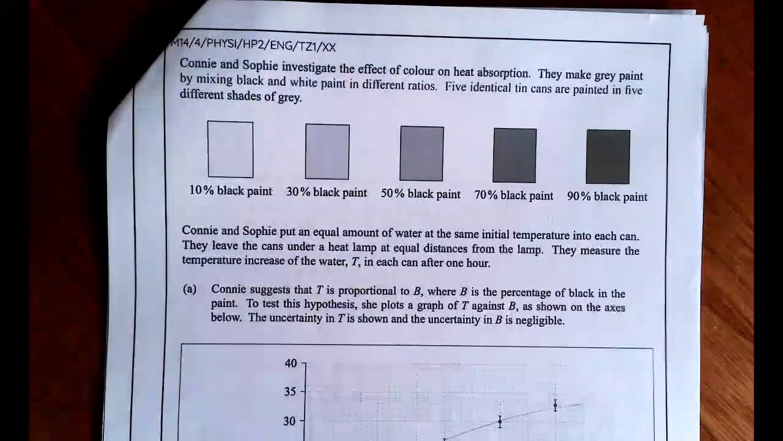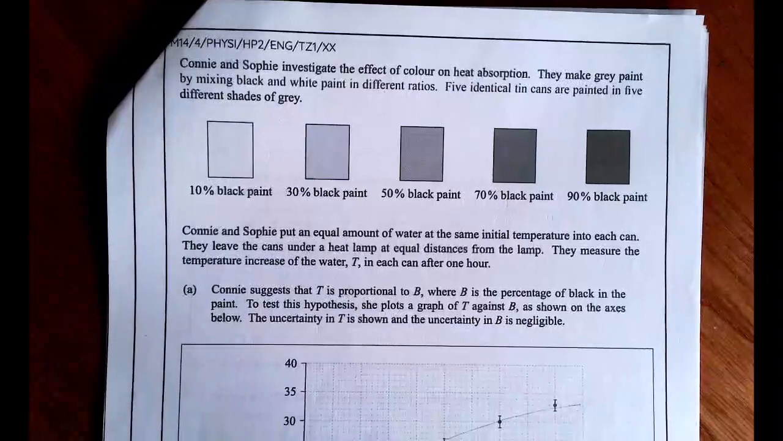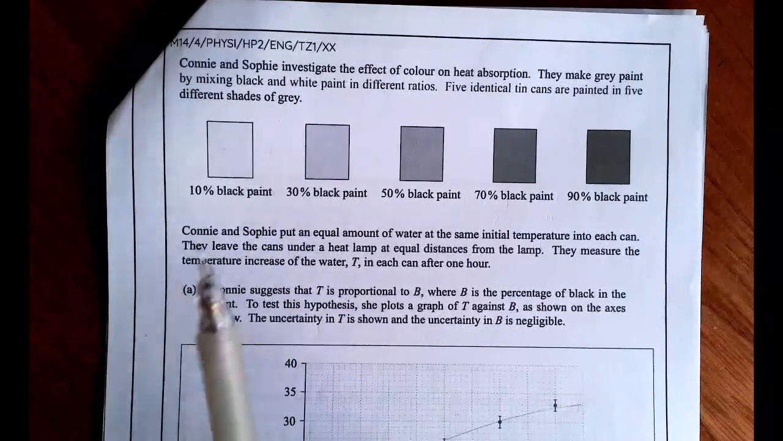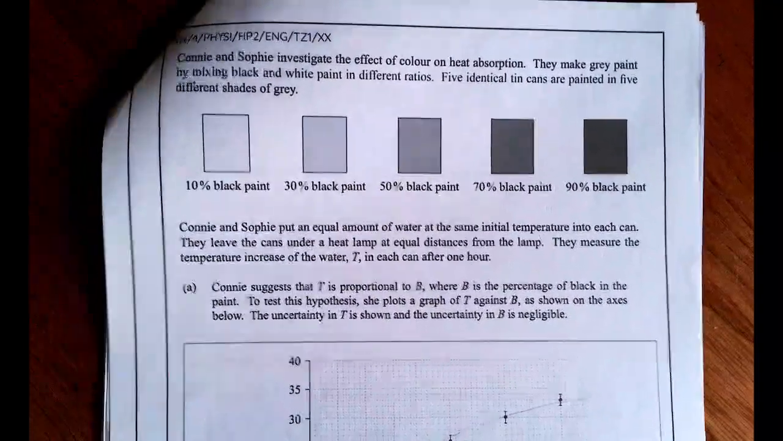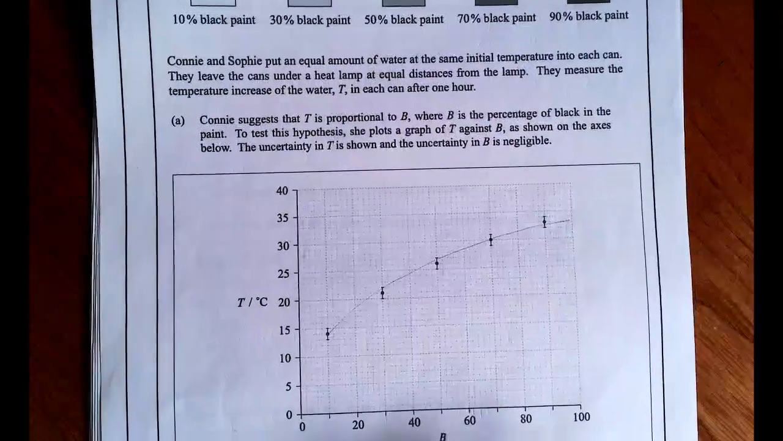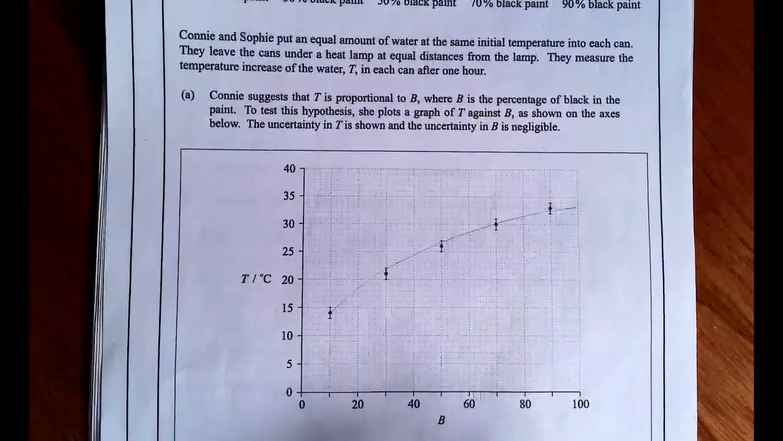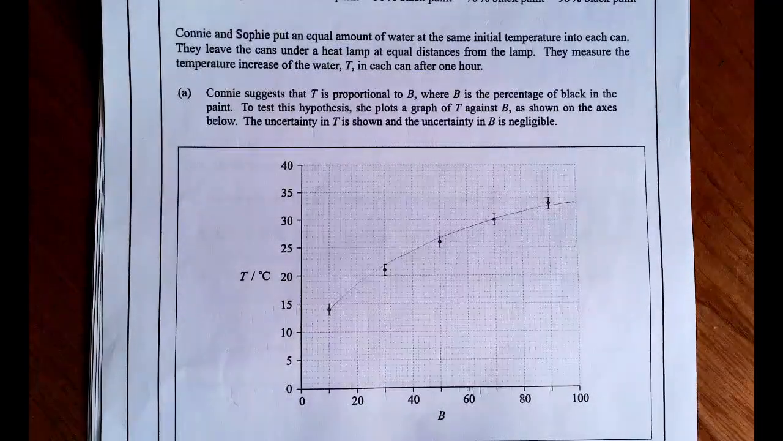Connie and Sophie investigate the effect of colour on heat absorption. They make grey paint by mixing black and white in different ratios. Identical tin cans are painted in the 5 different shades of grey. They put an equal amount of water at the same initial temperature into each can. They leave the cans under the heat lamp at equal distances from the lamp. And then they measure the temperature increase of the water in each can after 1 hour.